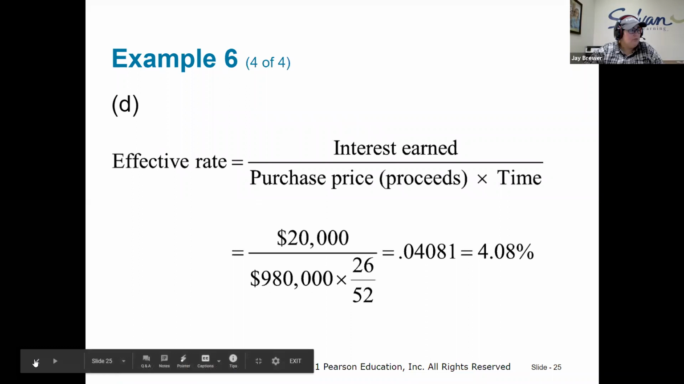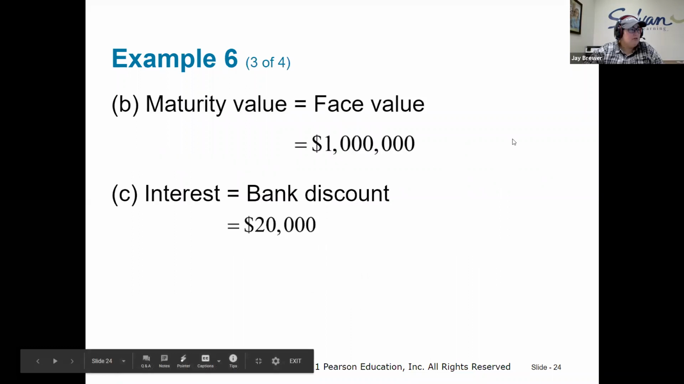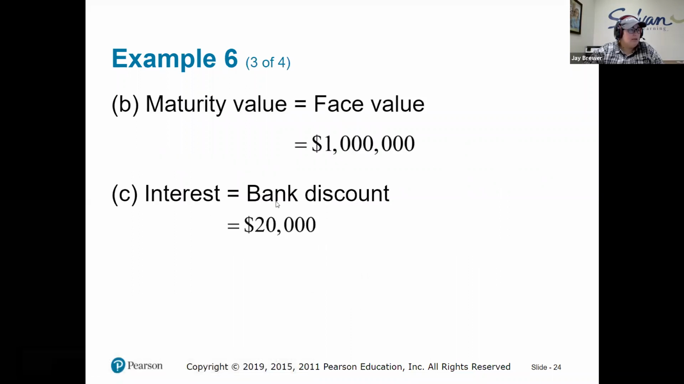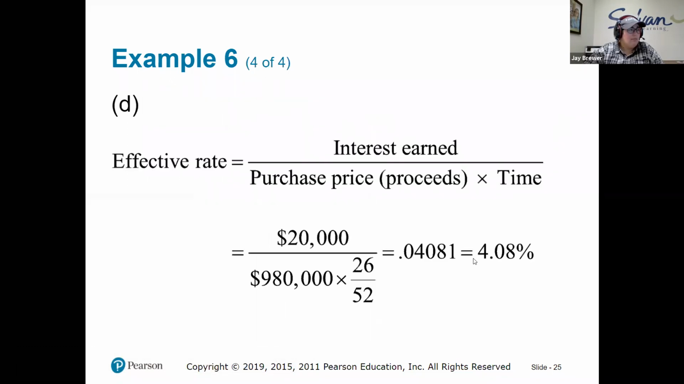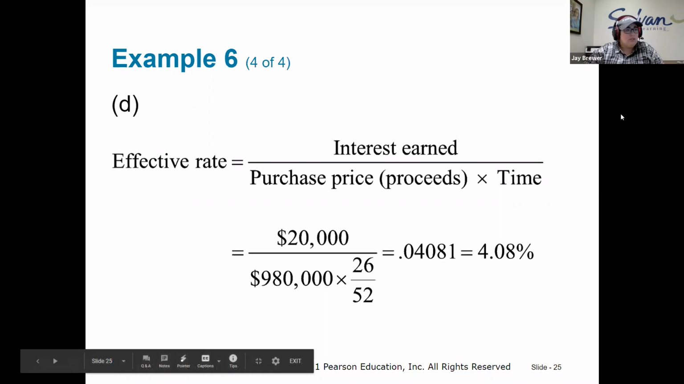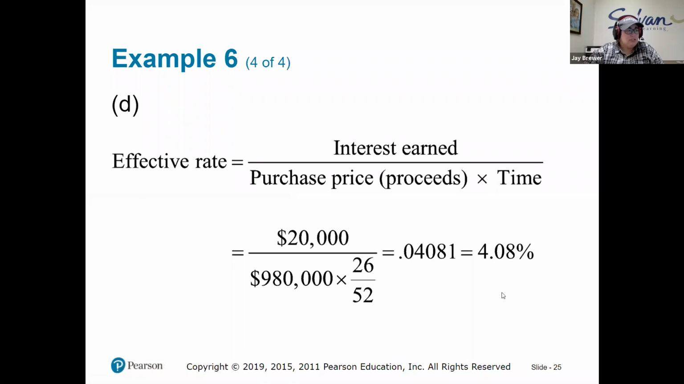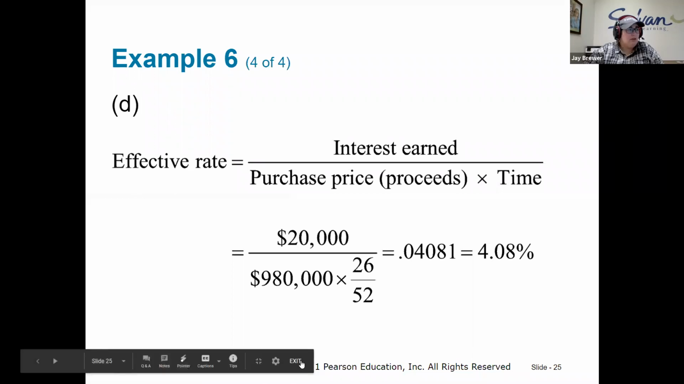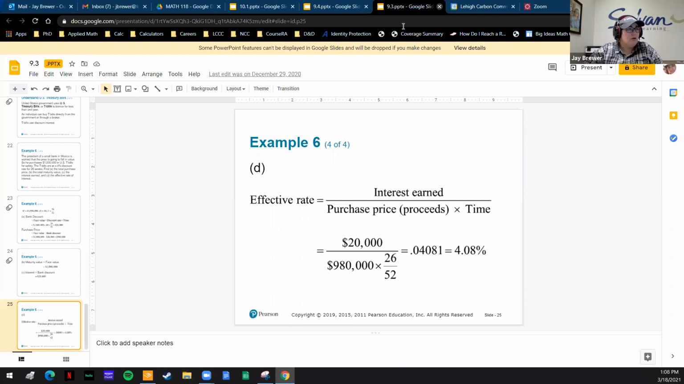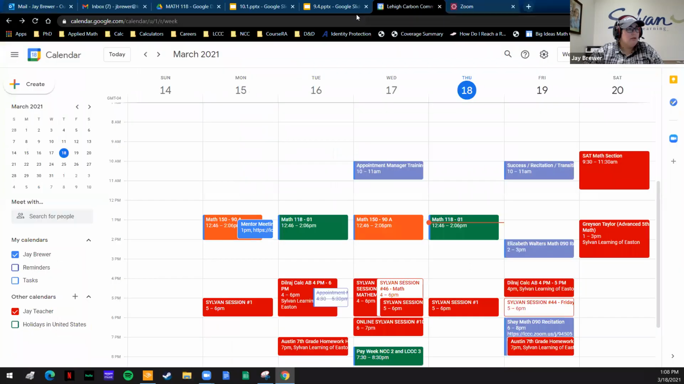The maturity value is of course 1 million and the bank interest is the 20,000. You guys could have figured that out from the beginning. The effective interest rate is going to work out to 4.08%. Any questions on section 9.3? Some of you may have already gone ahead and done section 9.3, so homework, so stop it.